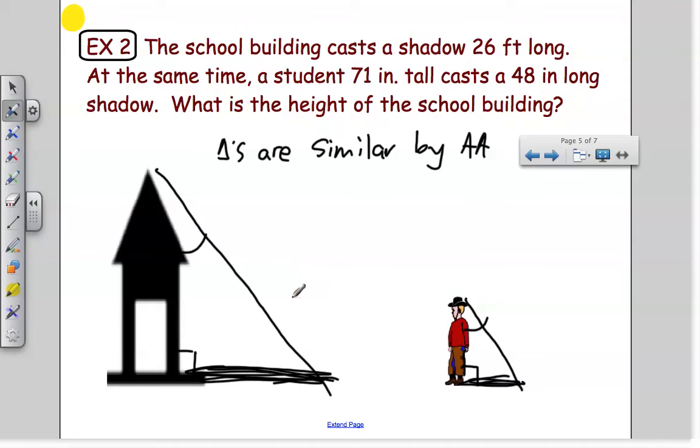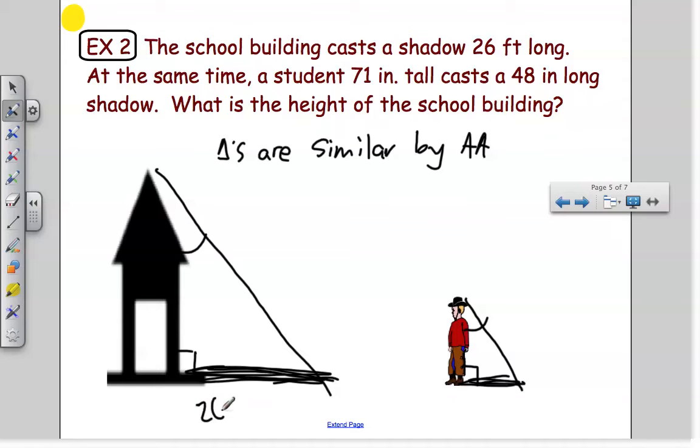Or I could look at the fact that the angle at the ground would be the same as well. So let's label the parts here. The school building casts a shadow 26 feet long. I'm looking at 26 feet for the length of the shadow. A student 71 inches tall casts a 48-inch long shadow.